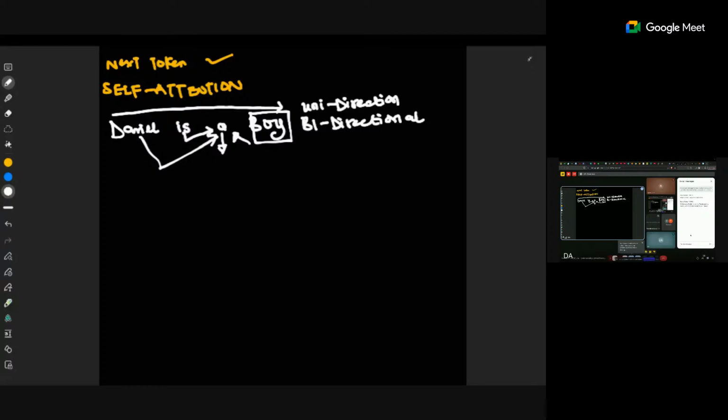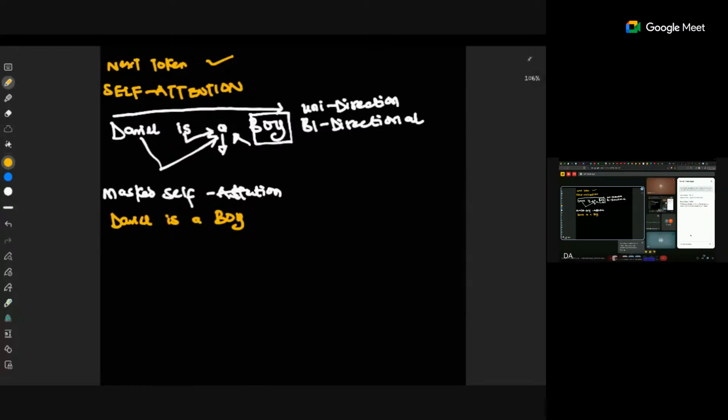Now that we understand that every word contributes to the prediction, we can go ahead to talk about what we now call masked self-attention. Again, just in case you see masked self-attention. Now, this will contradict what I've said earlier, still using the same example of Daniel is a boy. The idea of masked self-attention is that when I'm predicting for the word is, it doesn't take into account the contributions of a and boy.